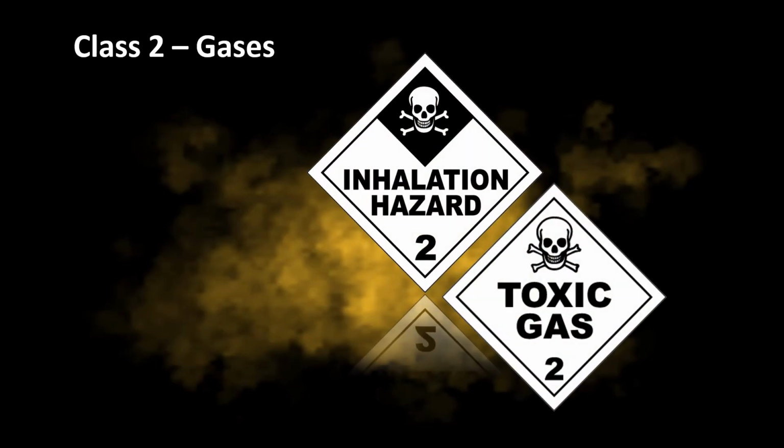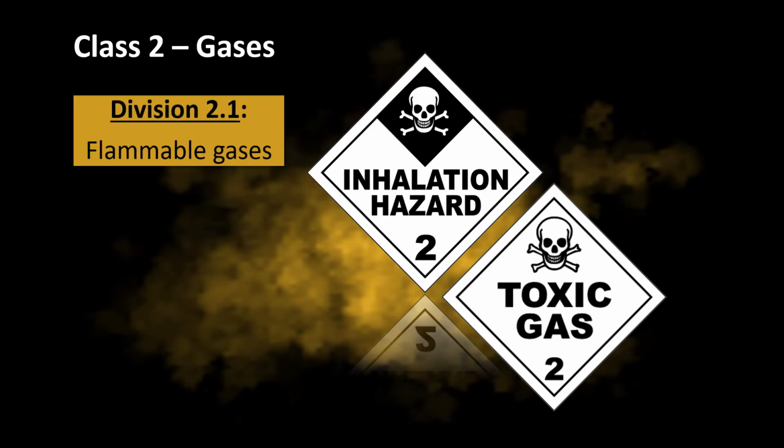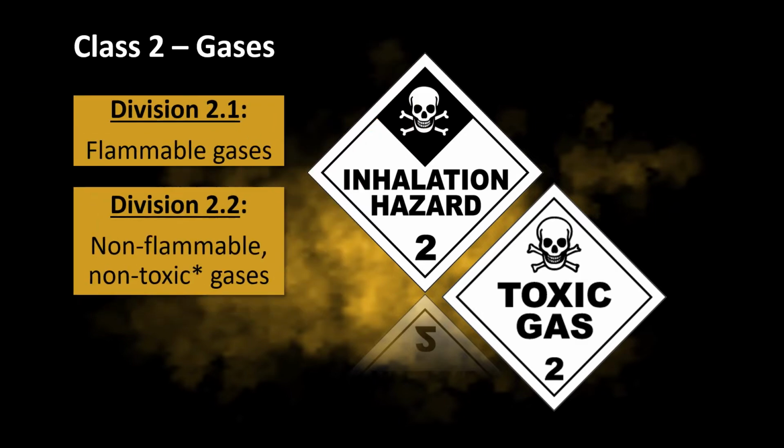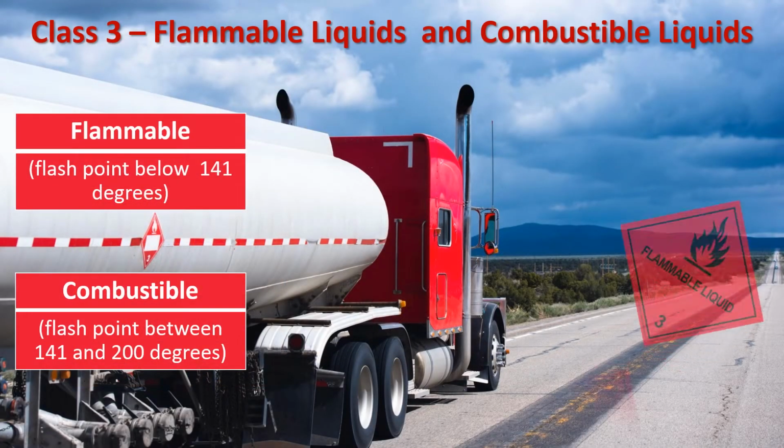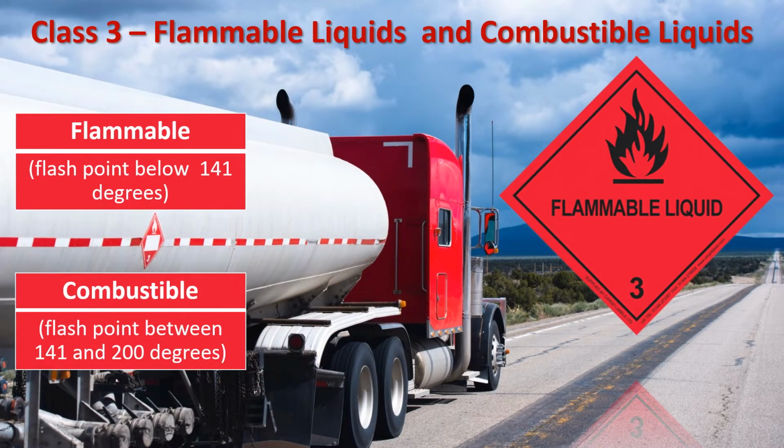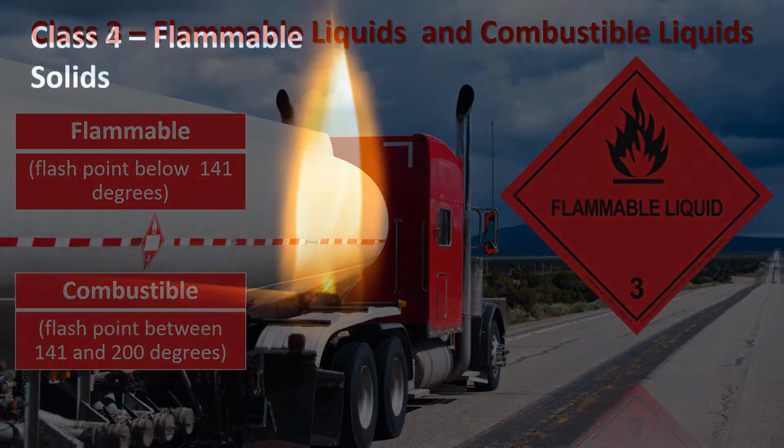Your Class 2 placards are your gases. Division 2.1 are your flammable gases. Division 2.2 are your non-flammable, non-toxic, or non-poisonous gases. And Division 2.3 are your toxic gases. Your Class 3 are your flammable liquids and combustible liquids. Your flammable liquids have a flash point below 141 degrees. Your combustible have a flash point between 141 and 200 degrees.